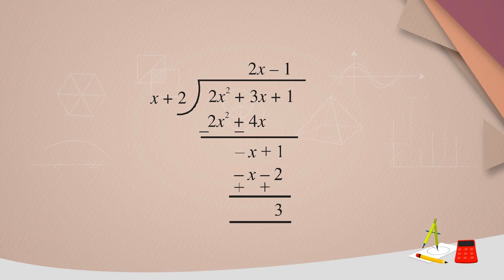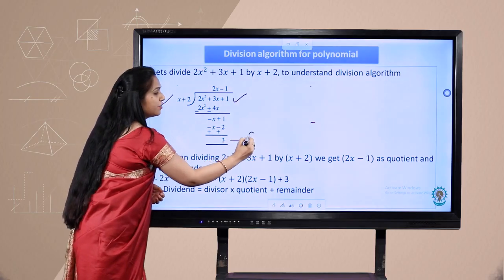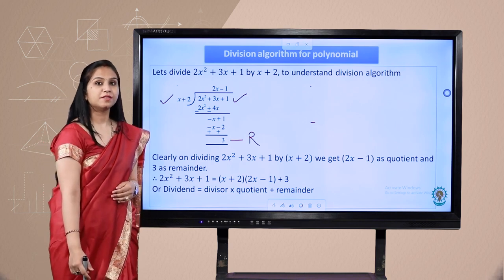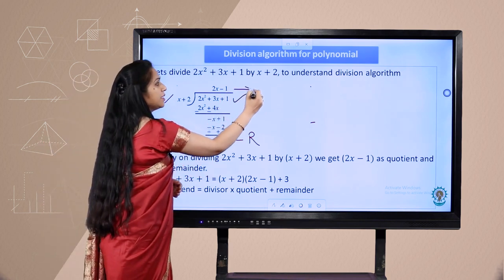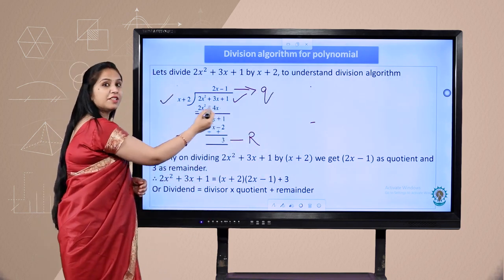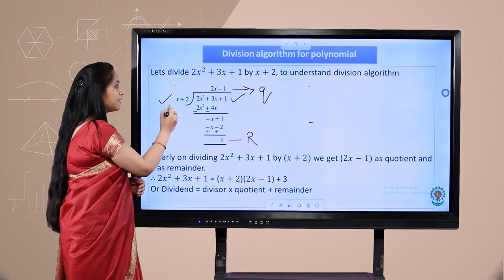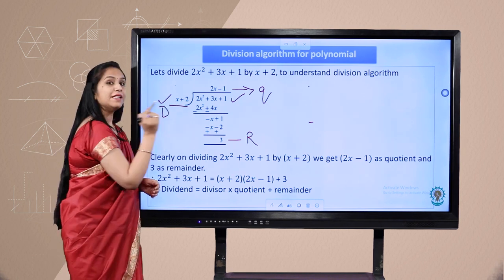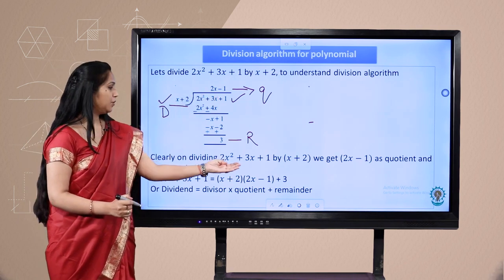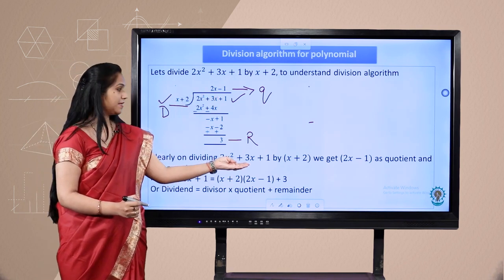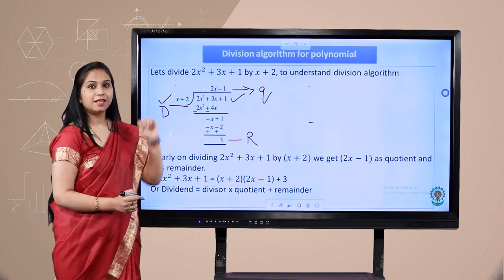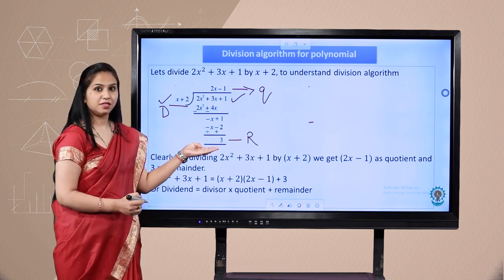On dividing this, you are getting 3 as a remainder. I have written r in place of 3 because here 3 is the remainder. This upper part is q, that is the quotient. The thing which we are dividing is the dividend, and this is our divisor. So let's see what will happen when we are dividing the given polynomial 2x^2 + 3x + 1 by x + 2. We are getting 2x - 1 as a quotient and 3 as a remainder.